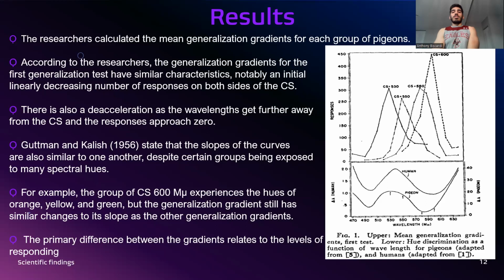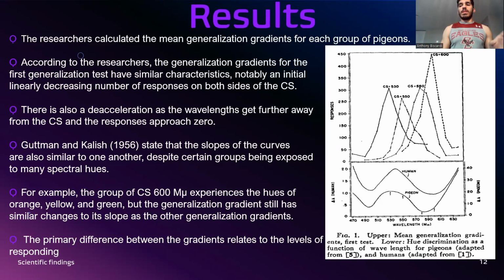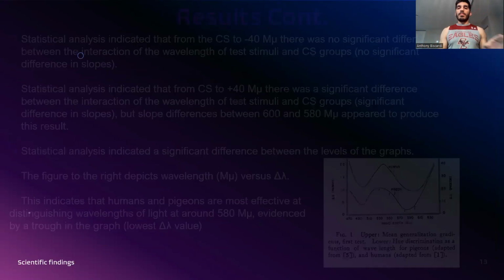Additionally, Guttman and Kalish stated that the slopes of the curves were similar to one another, despite certain groups being exposed to many different spectral hues. Like the group that was trained on 600 nanometers experienced orange, yellow, and green light. However, there were similar changes to the slope. They then did statistical analysis on it, and there actually were some differences. The primary difference between the gradients relates to the levels of responding. And then I'm going to talk about some statistics that they did with the graph.